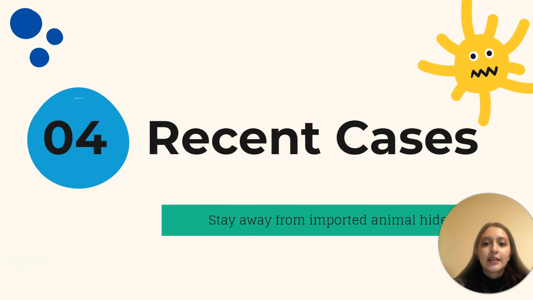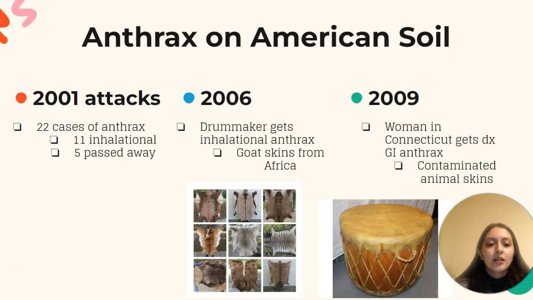Okay, recent cases. So in 2001, there were 22 cases of anthrax, 11 were inhalational, and 5 people ended up passing away. So if none of you are familiar with that, after the 9/11 attacks, a government employee of the U.S. Army Research Institute for Infectious Diseases intentionally distributed letters full of anthrax spores through USPS. And that's how these people ended up getting anthrax.